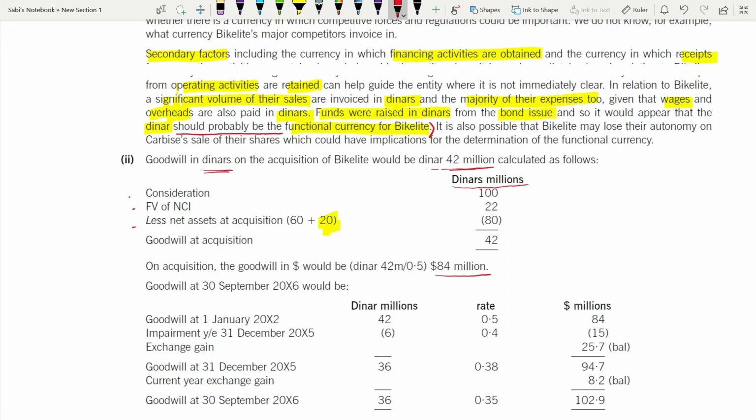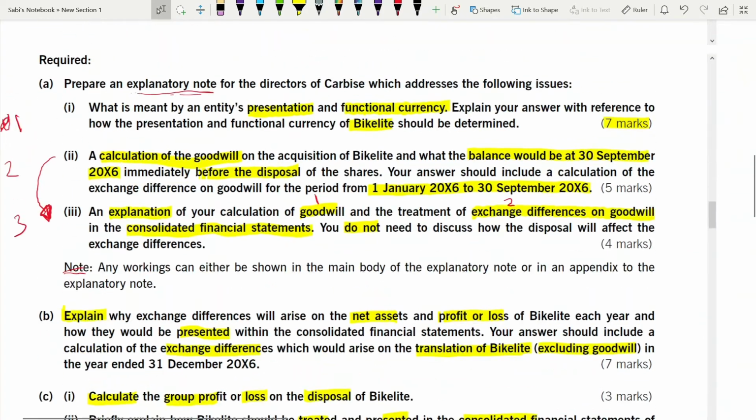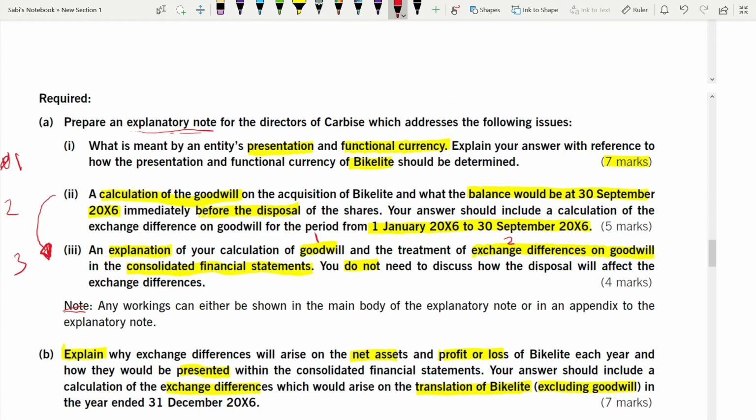Goodwill on 30th September 2006. So on 30th September you want to find the balance, right? That's what the requirement says. If you have forgotten, let's read the requirement: calculation of goodwill on acquisition, that we have done; balance on 30th September 2006; and exchange differences also will be there from 1st of January 2006 to 30th September 2006. That is for 9 months.